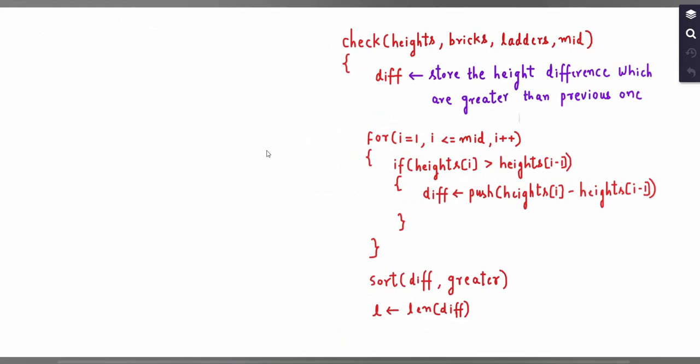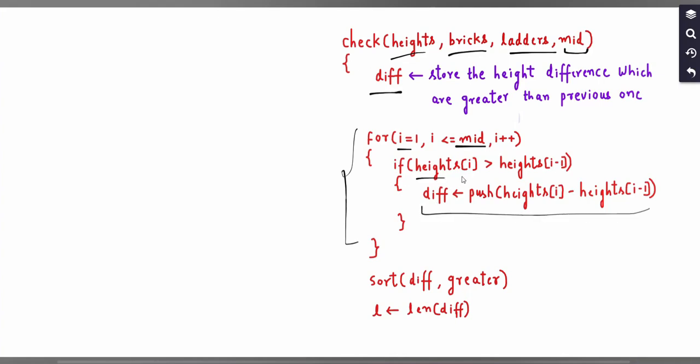So here's the definition for this check function, which takes in the heights array, the bricks, the ladders, and the index. So I want to validate if this index is approachable or not. I declare a difference array. I iterate over the heights array starting from the second index till this middle index, and I store all the positive differences. If the height of the ith building is greater than the height of its previous building, then that will give me a positive result, and hence I will store the difference.